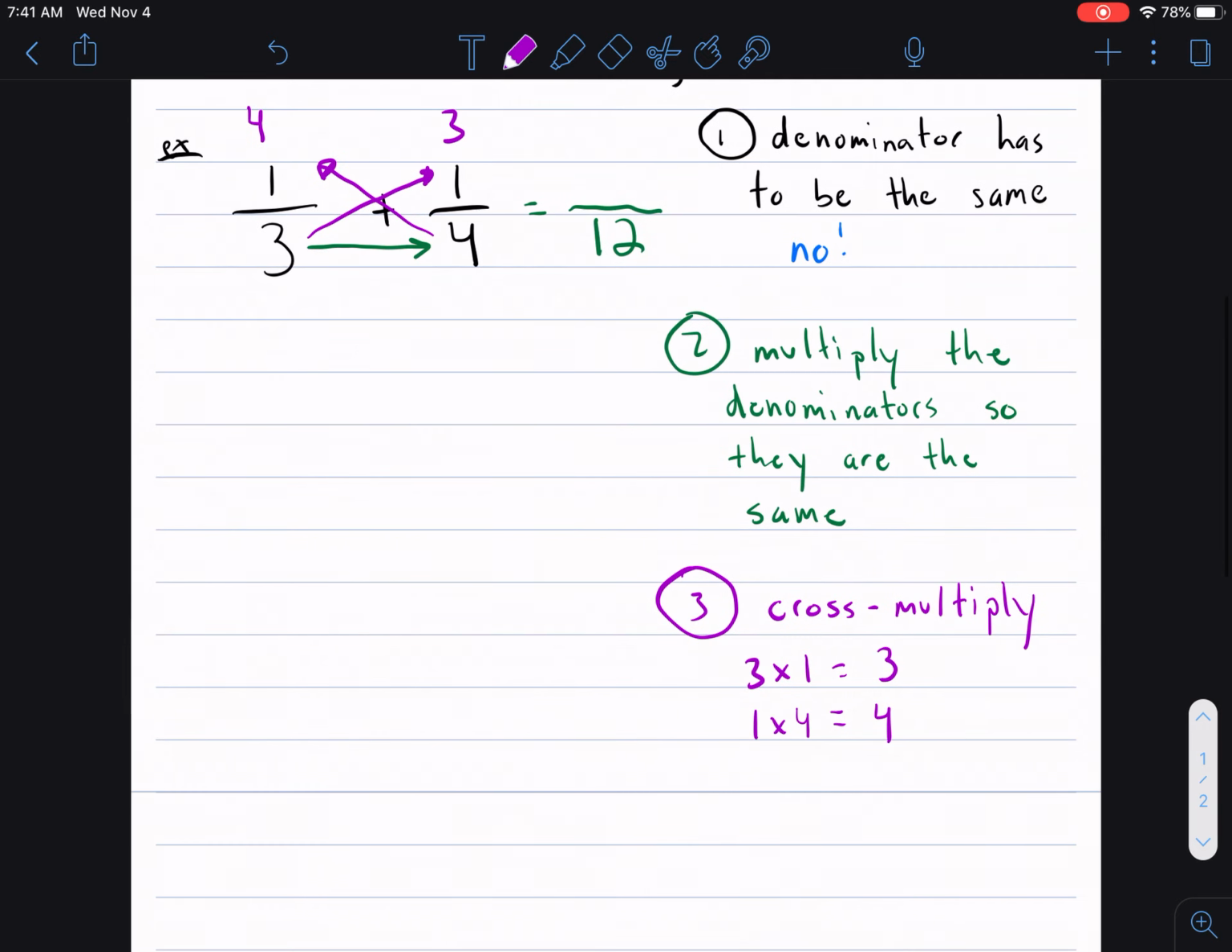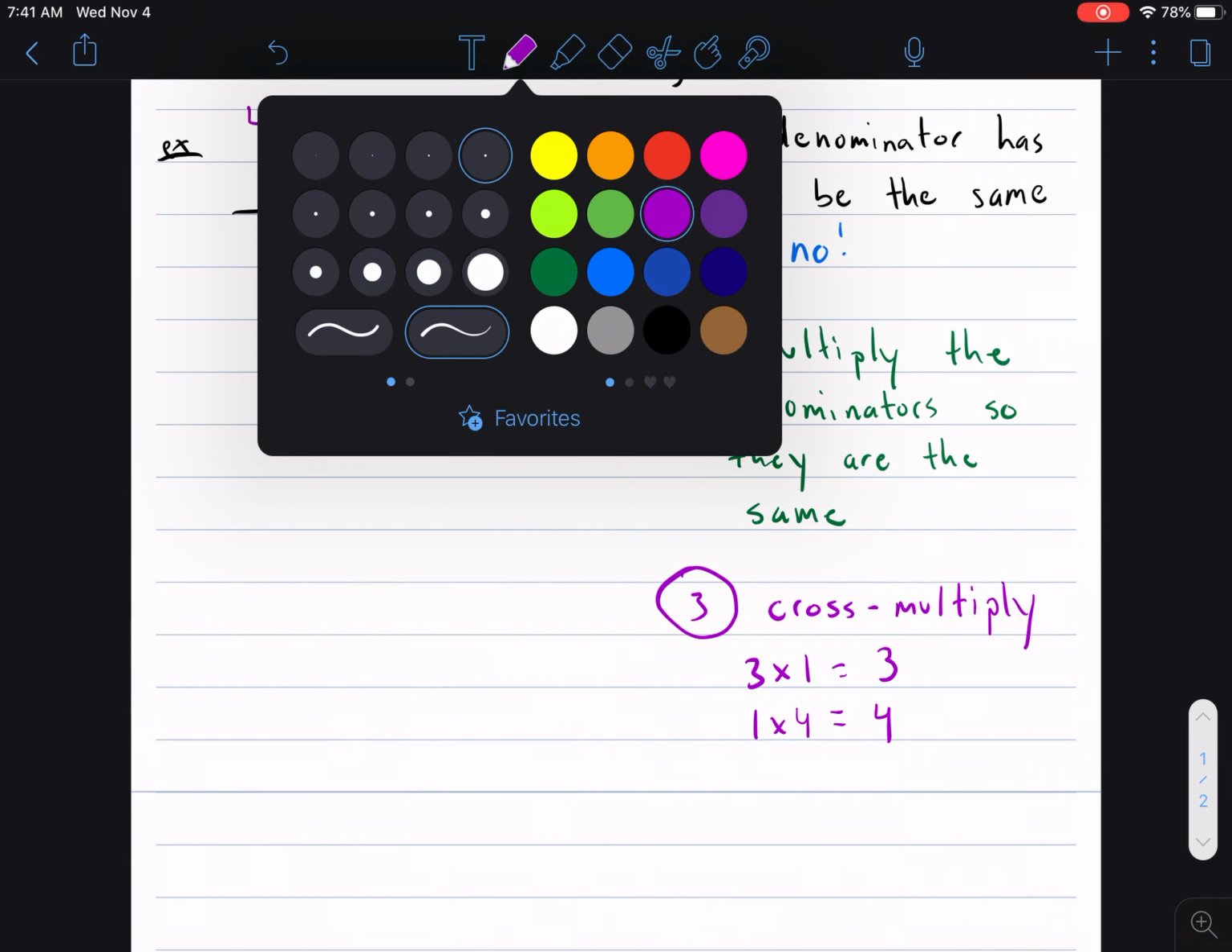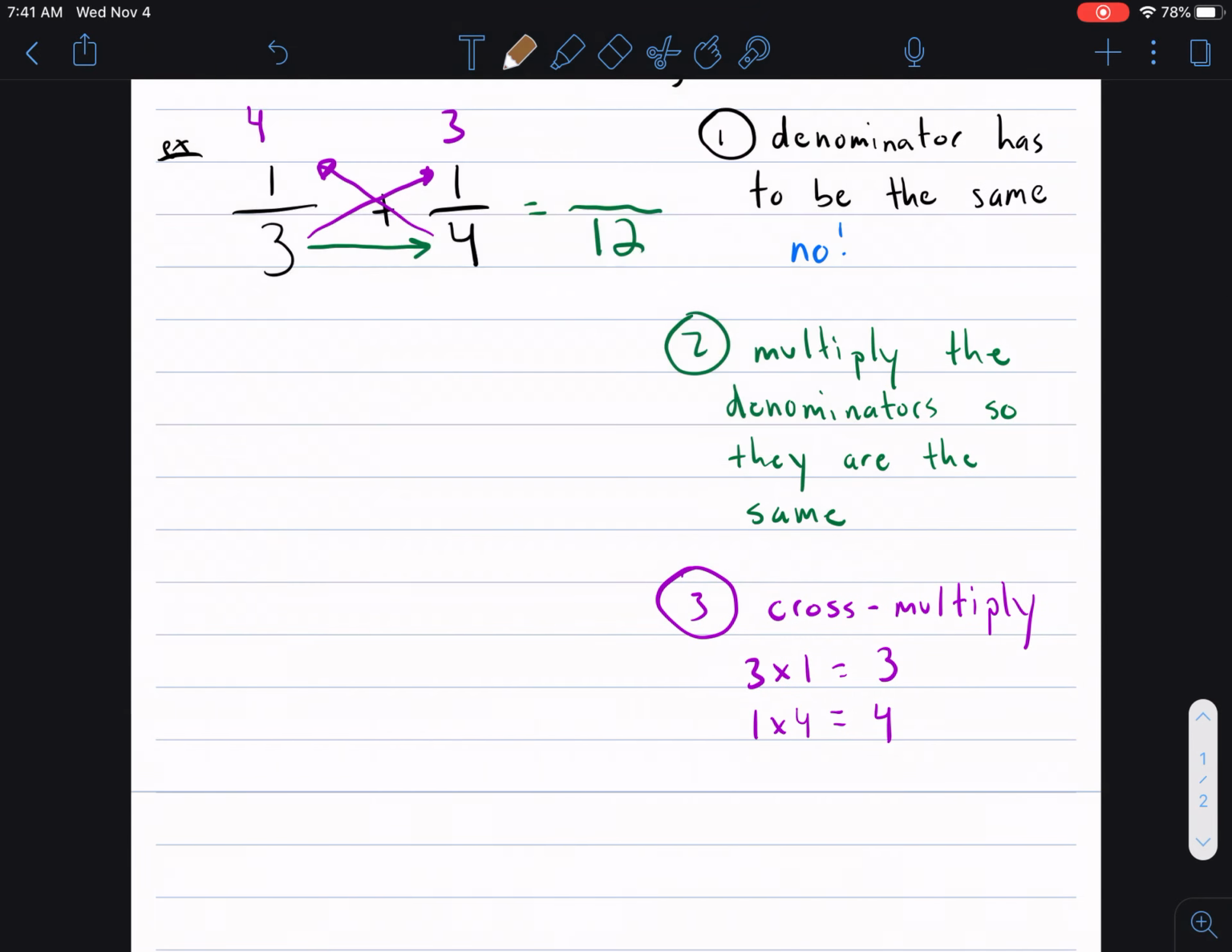And then you just add. Then you add the numerators. Van a sumar los numeradores, the numbers on top. So what is 4 plus 3? 4 plus 3 is 7.